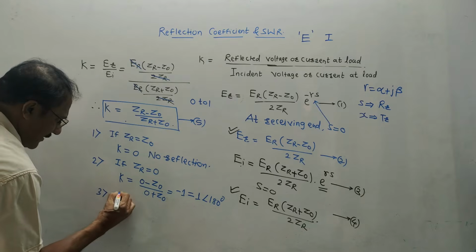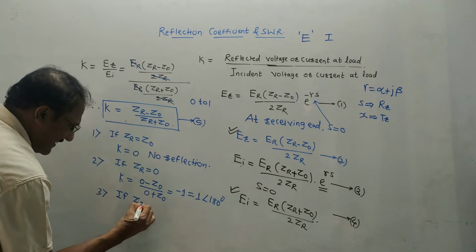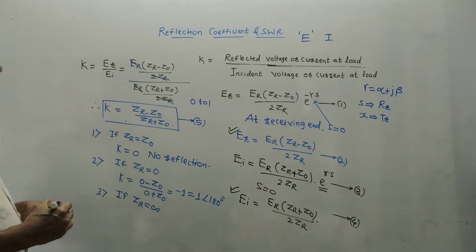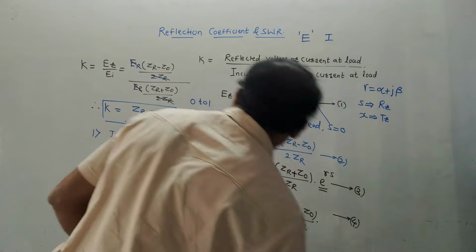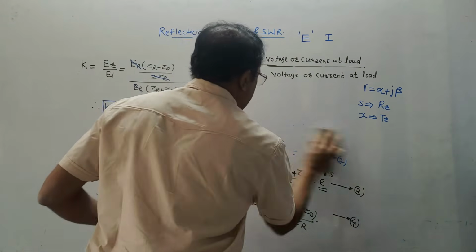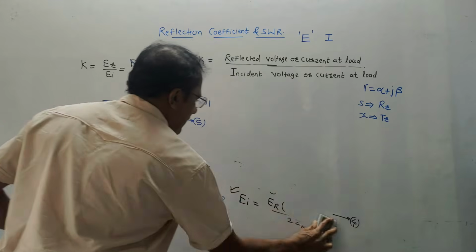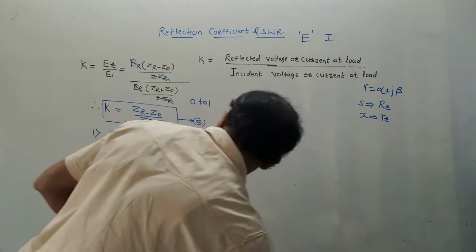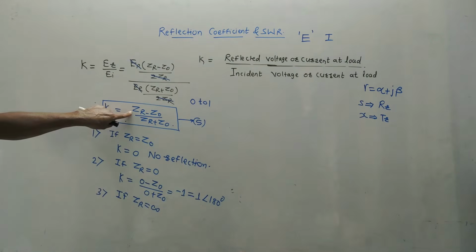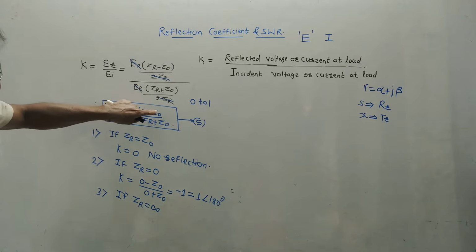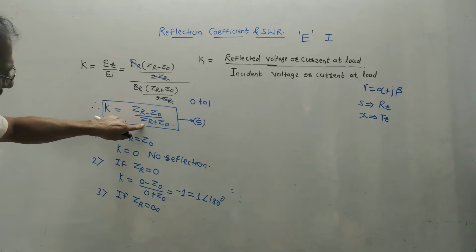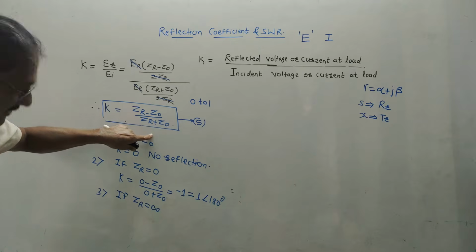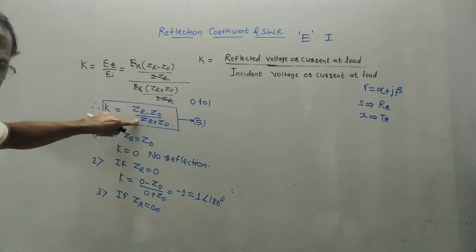Third case: if ZR is equals to infinity. In this case, you need to rearrange this equation, because ZR is equals to infinity. If you directly put the value infinity in this equation, then it becomes infinity minus Z0, which is infinity, upon infinity plus Z0, which is again infinity. So infinity upon infinity is meaningless.